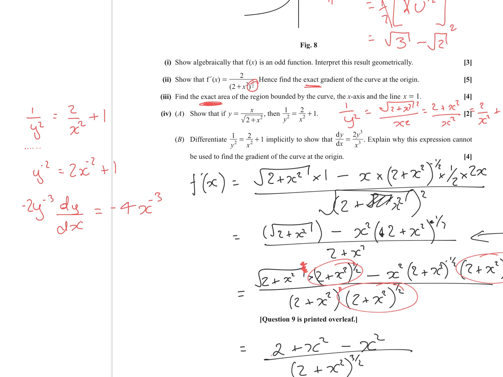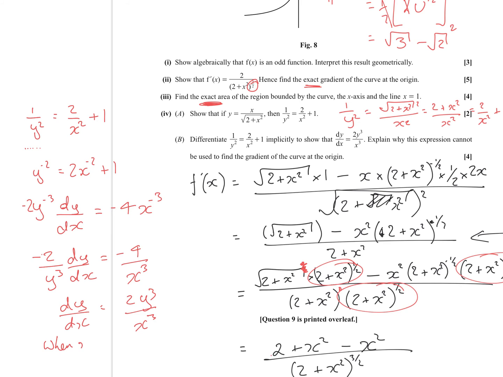So a few people got a little bit muddled, so we're going to keep that as minus 2 over y cubed, dy by dx, to get rid of the negatives because they confuse us, minus 4 over x cubed, not minus 1 over 4x cubed as some people wrote. So dy by dx, then I think it's fairly obvious the minuses go, one of the 2's go, you get 2y cubed over x cubed. Explain why this expression cannot be used to find the gradient of the curve at the origin.